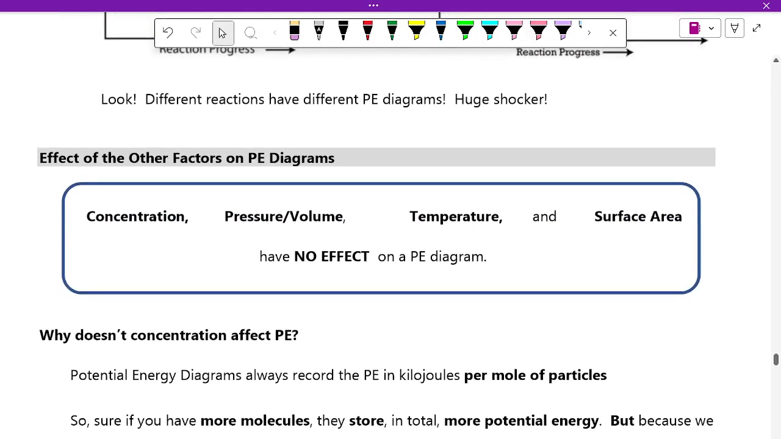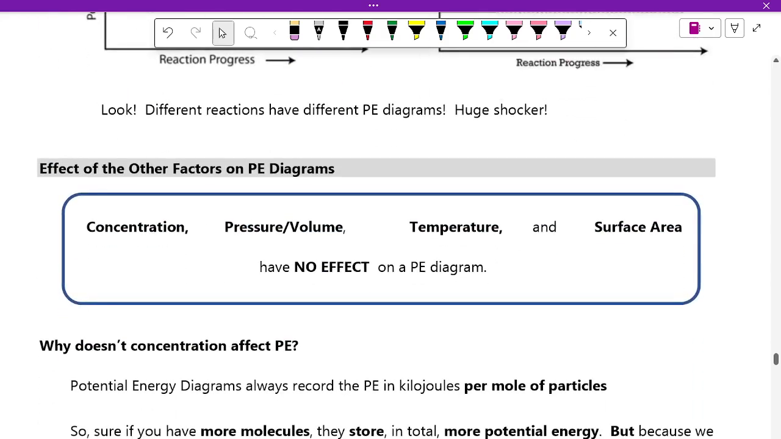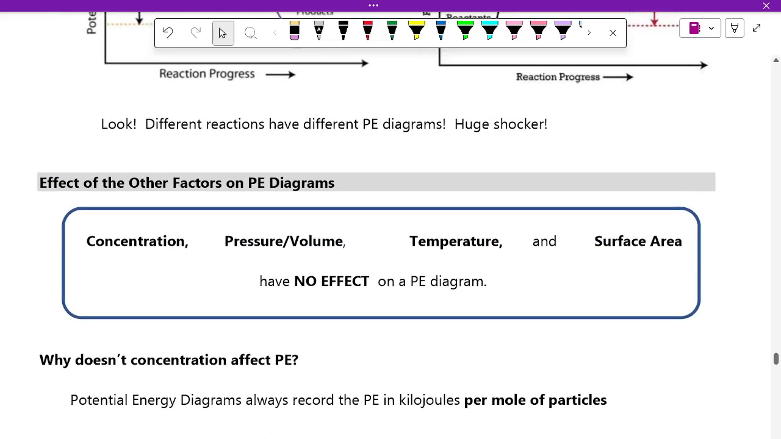Okay. What effect do other factors have on potential energy diagrams? So catalysts make a change to a diagram. Nature of reactants just give you different diagrams because they're different reactions. What effect do concentration, pressure, temperature, and surface area have on potential energy diagrams? They have no effect. None.